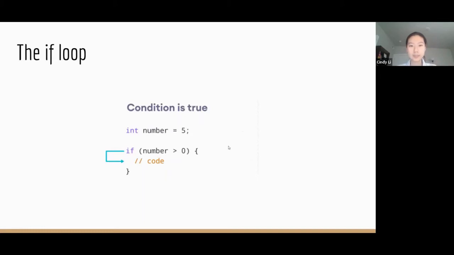So the if loop is basically like this. If the condition is true, so for example, if number is greater than 0, then we execute the code. The number is 5, and 5 is greater than 0, so that is true. So if whatever's in the parentheses is true, then we execute whatever's in the larger braces. Okay, does that make sense?